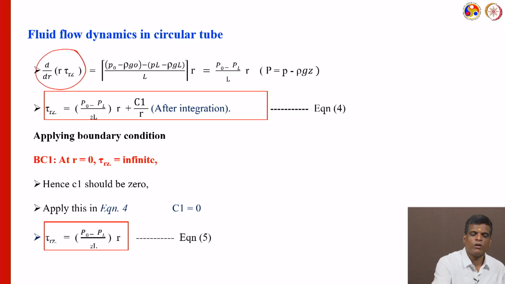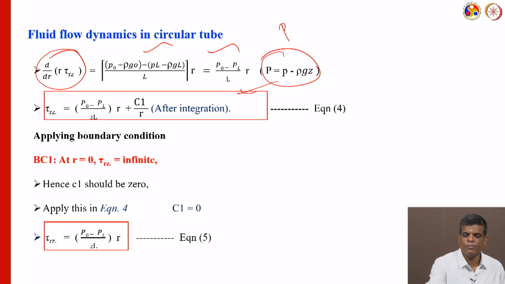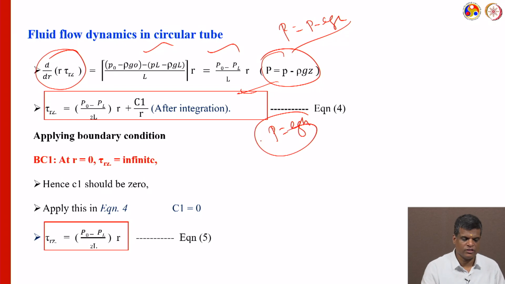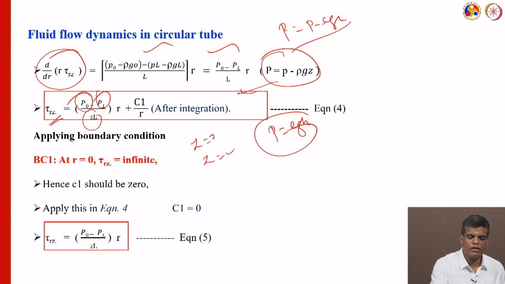d/dr of r tau_rz equals, this equation will come. Then finally we get the pressure: P equals P minus rho g z. We can always write the pressure in terms of rho g h, the pressure head, like this. So tau_r is equal to P naught at z equal to 0, and at z equal to L it is P_L, then (P_L) by 2L, then C1 by this one.